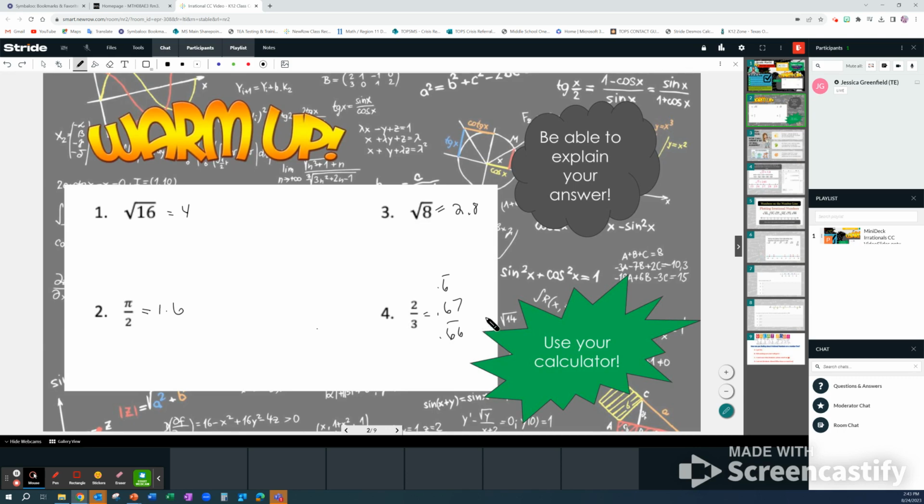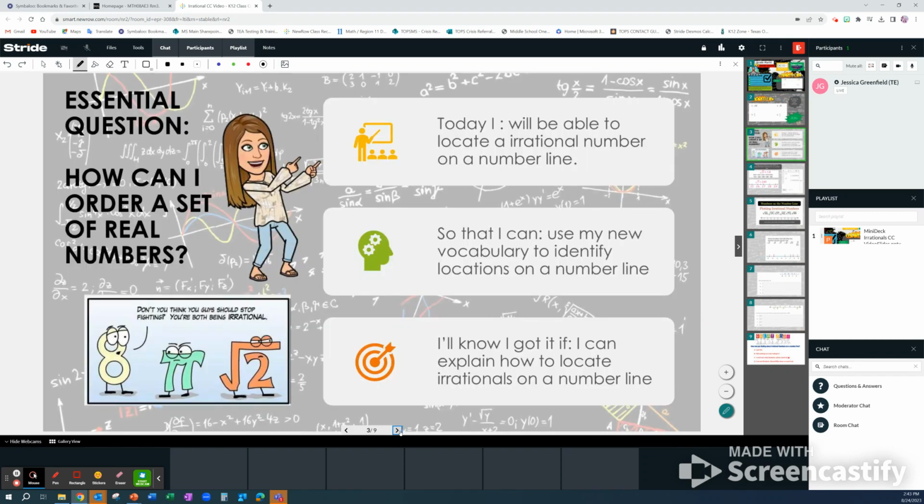Well, now that they're in decimal form like this, we can put them in order however they want us to put them in order, and that's really what this lesson is about. All right, so you're going to be locating irrational numbers on a number line. You want to use this vocabulary. You want to get familiar with it. And then you want to explain how you can find them on the number line.